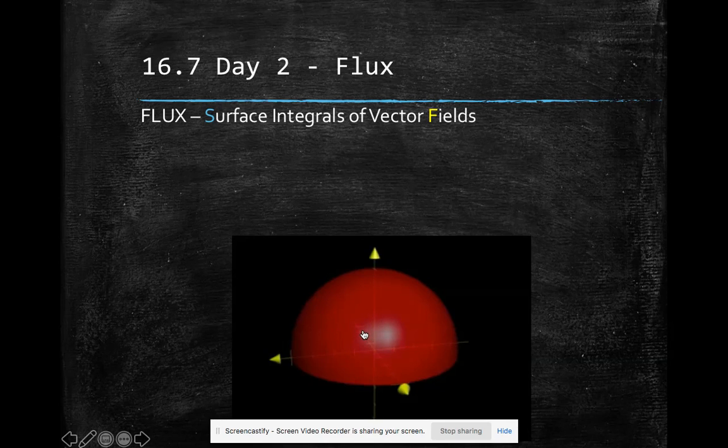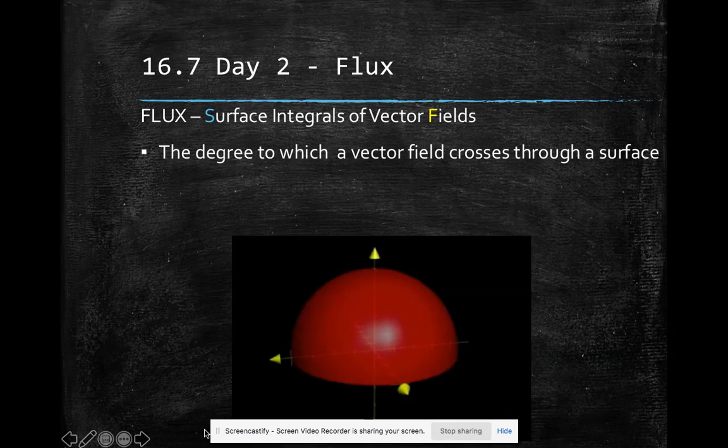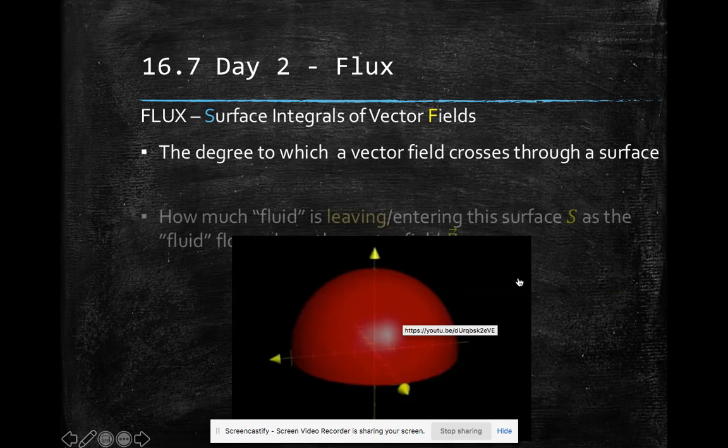Well, I do want you to think of a vector field now, where the vector field is swirling all around this. And flux is going to give us a measure of the degree to which the vector field crosses through this surface. Now, there's some conditions that I'll talk about in a minute, but first I just want to show you a visual of this surface.